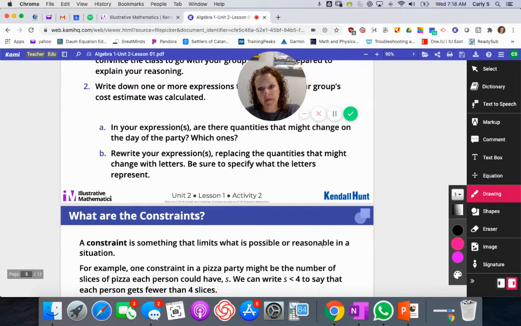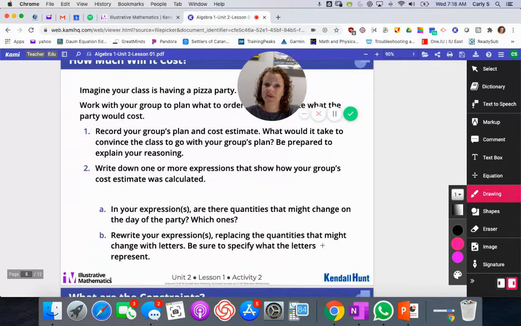I need more paper. All right, we're going to try. Definitely need more paper.